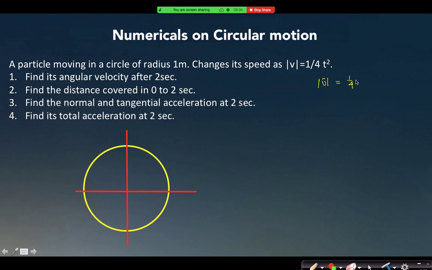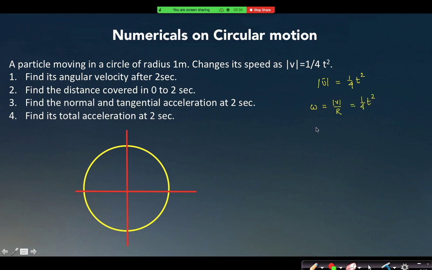So mod v is 1 by 4 t square. If mod v is 1 by 4 t square, what can we find? We can find different things from mod v. First of all, can I find what is omega? What is angular velocity after time t? What is the relation between mod v and omega? Do you remember? Omega is equal to mod v by r. Radius is 1 meter, so omega is also 1 by 4 t square.